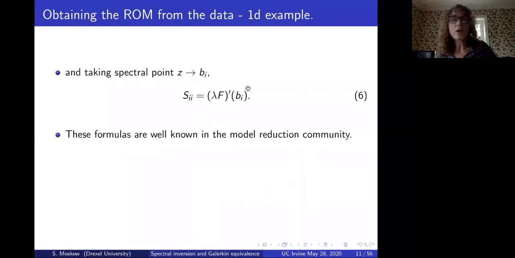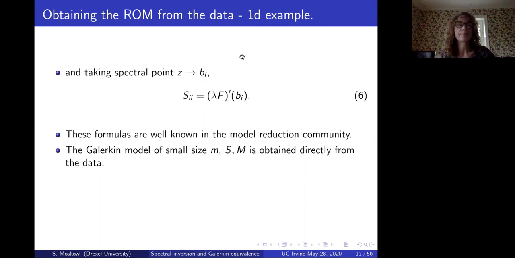So these formulas are well known in the model reduction community. They're not new, but it's nice to think of them in the context of inverse problems. And these have been in some previously published papers by co-authors. So this Galerkin model is of small size m, it could be bigger, but the point is you could do this for some relatively small size m and then obtain the stiffness and mass matrices directly from the data.